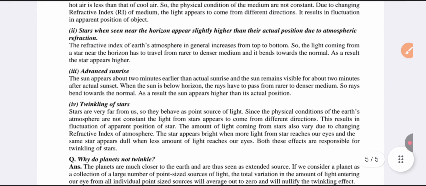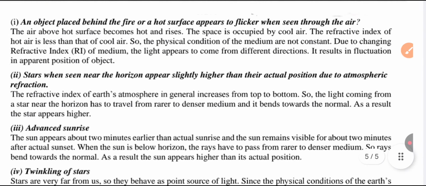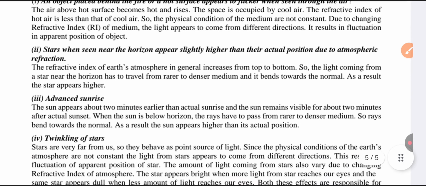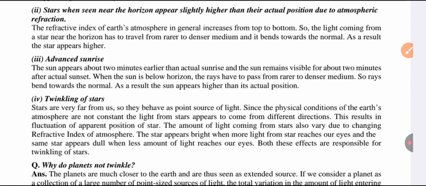So the next questions are reasoning questions. An object placed behind the fire or hot surface appears to flicker when seen through the air. Next question: stars when seen near the horizon appear slightly higher than their actual position due to atmospheric refraction. The refractive index of Earth's atmosphere in general increases from top to bottom, so the light coming from the star near the horizon has to travel from rarer to denser medium, and it bends towards the normal. As a result, the star appears higher.